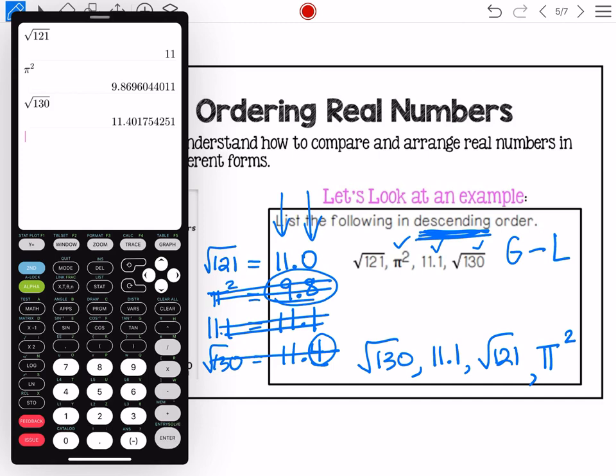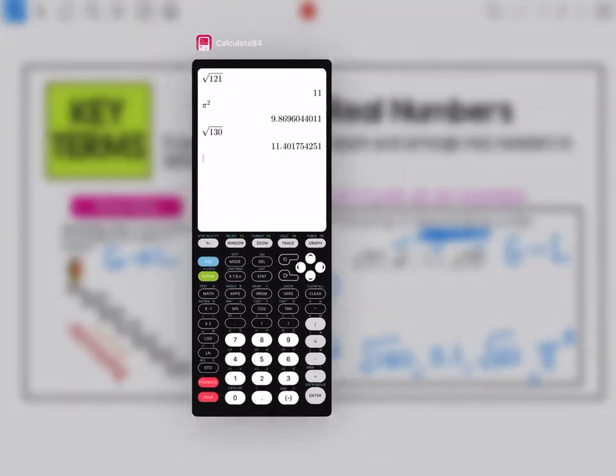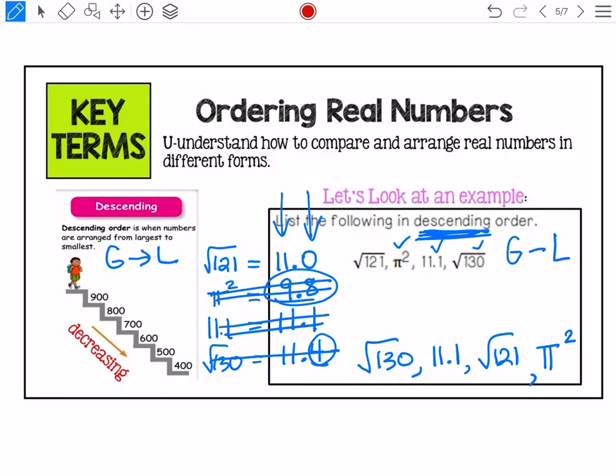All right, guys. So tomorrow we're going to focus on actually applying these to real world problems. Today we're just focusing on using those inequalities, getting familiar again, and practicing our vocabulary with greatest to least and least to greatest.